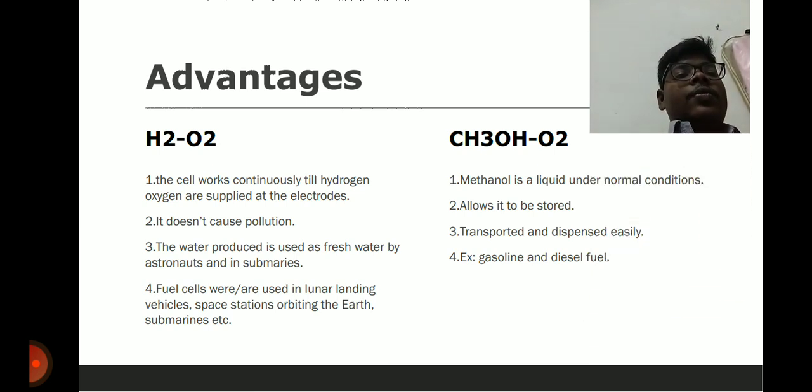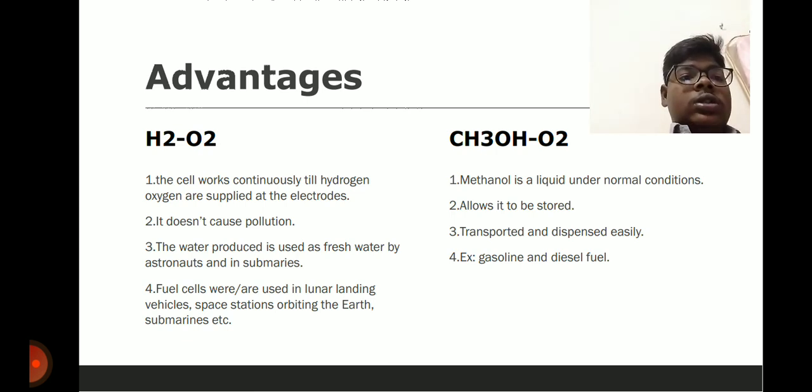Methanol: advantages of the methanol-oxygen fuel cell. Methanol is a liquid under normal conditions, which allows it to be stored, transported, and dispensed easily. Example: gasoline, oil, and diesel fuel.